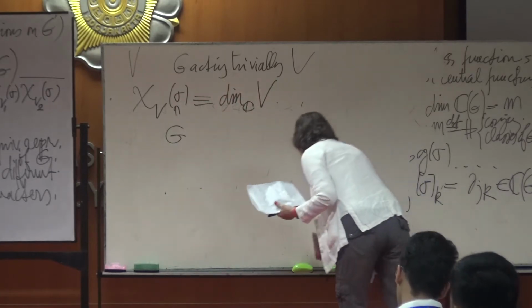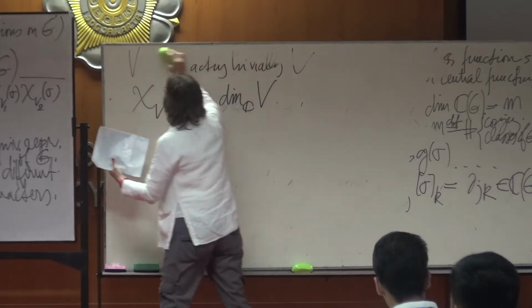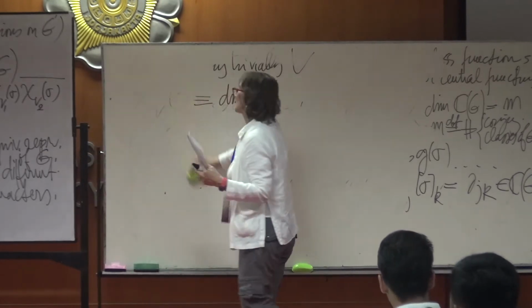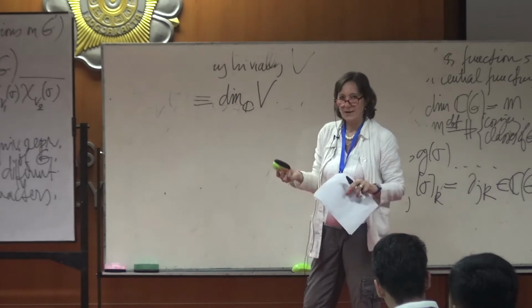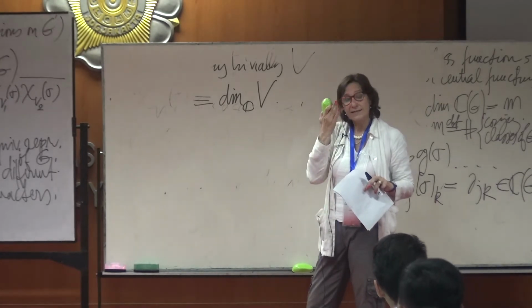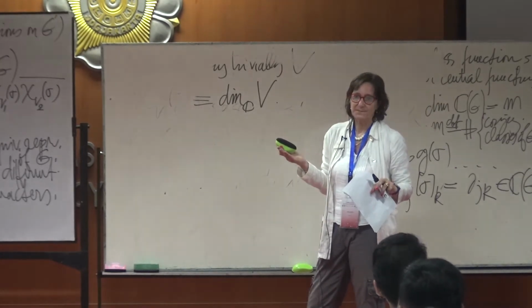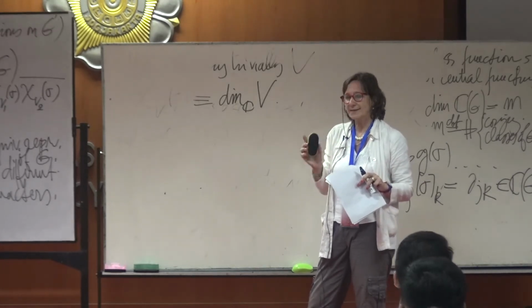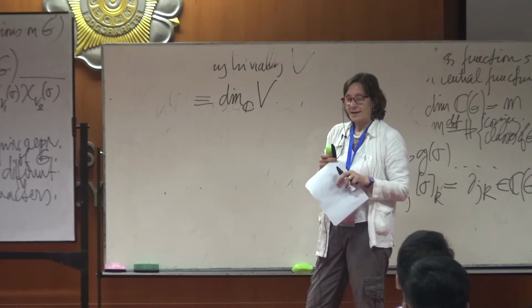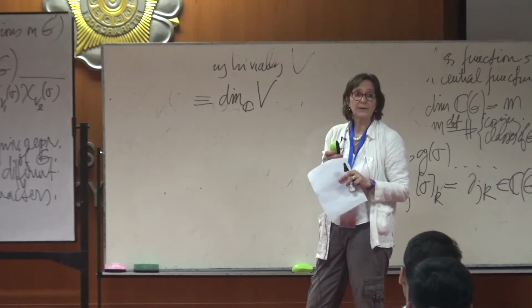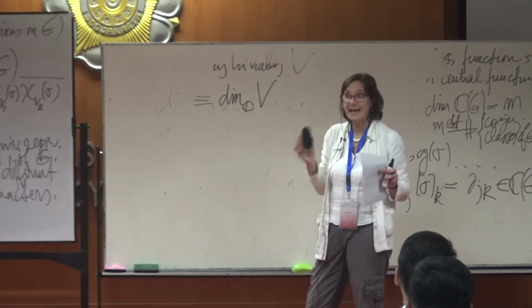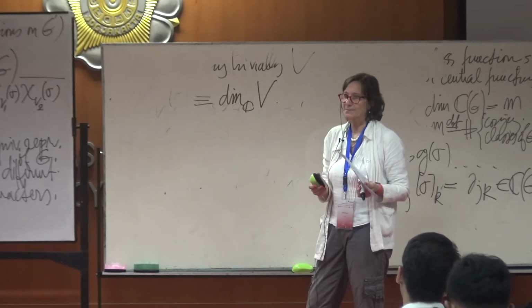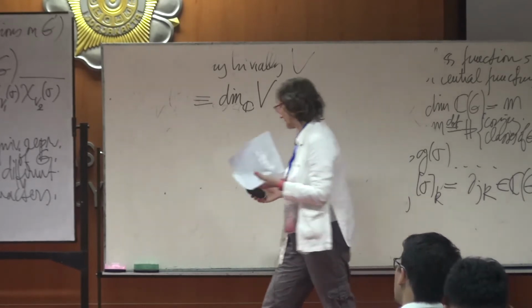Okay, so the first example that we will consider is the cyclic group Z mod 3. But before doing that, we observe one thing: if we have a finite abelian group, then every irreducible representation is one-dimensional.